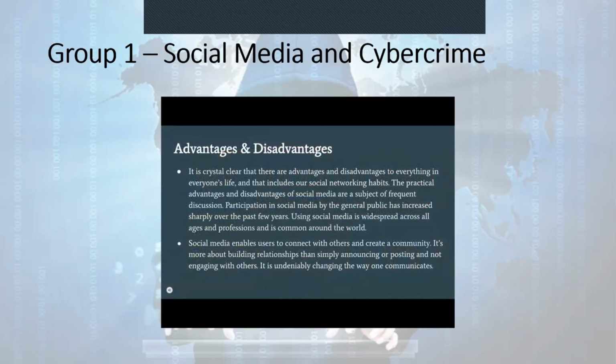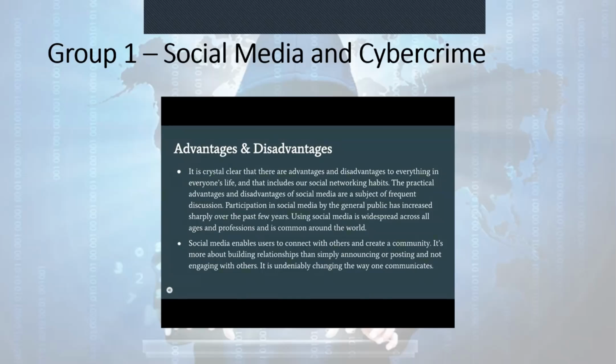Here are some advantages and disadvantages of social media. It is crystal clear that there are advantages and disadvantages to everything in everyone's life, and that includes our social networking habits. The practical advantages and disadvantages of social media are a subject of frequent discussion. Participation in social media by the general public has increased sharply over the past few years. Using social media is widespread across all ages and professions and is common around the world.